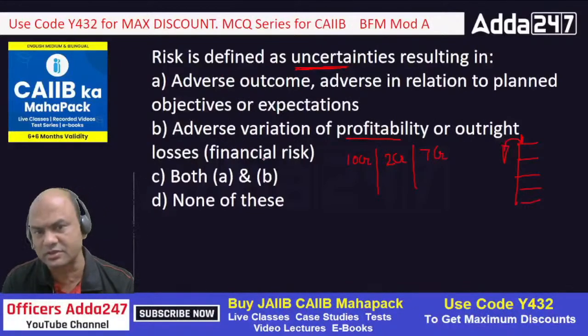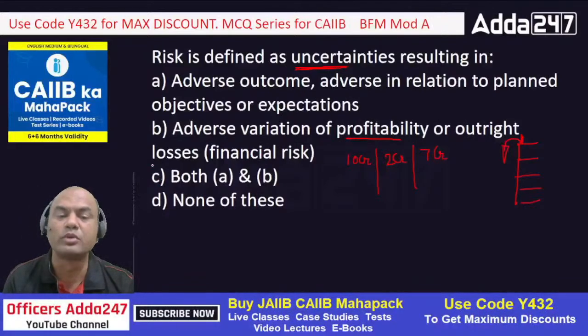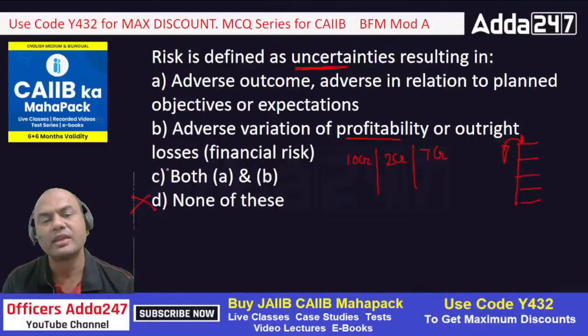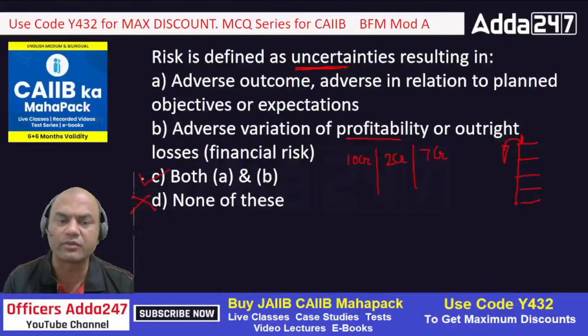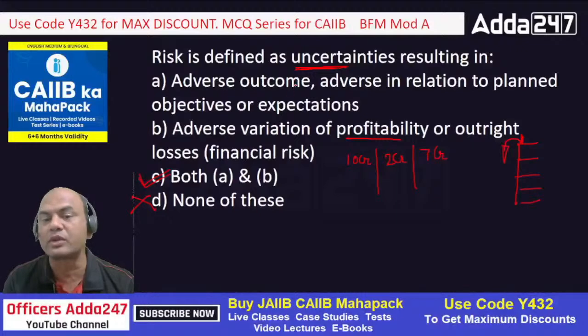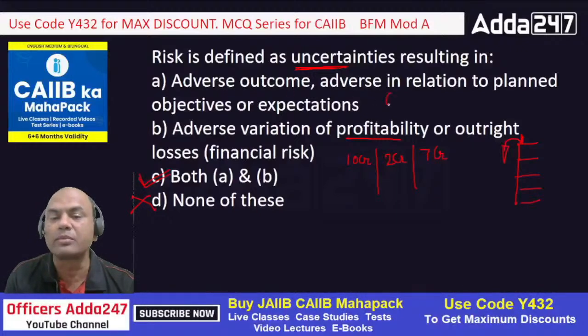There can be losses also, isn't it? So the answer is C, both A and B. Definitely not D. Okay, so the answer is C, correct. Very good. See here, you need to understand the concept. Adverse outcome means this is the negative part. Adverse variation in profitability means it is less positive. It's not negative, it's less positive.